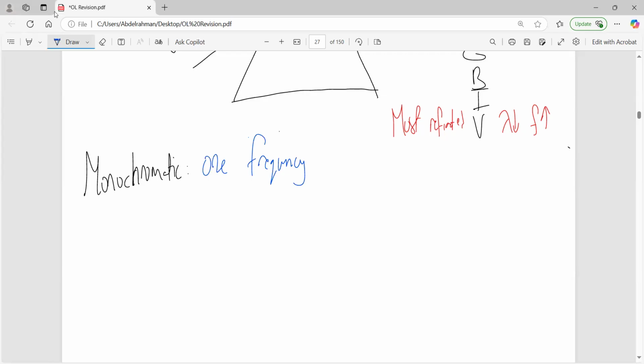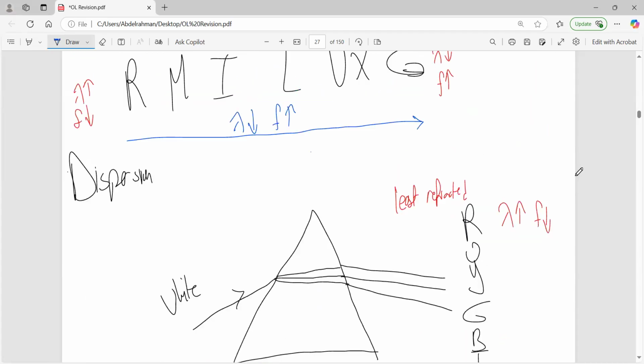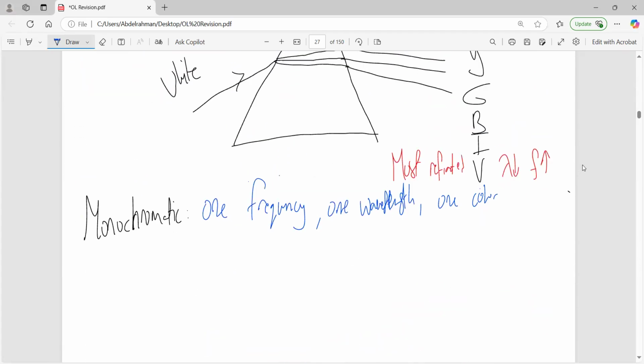Why do I care about these colors? Again, we'll talk about red shifting and whatnot. But for now, one frequency, one wavelength, one color. Red has a specific wavelength, blue has a specific wavelength, violet has a specific wavelength, and they all have very specific frequencies. Okay, that's it for electromagnetic waves, dispersion, and monochromatic.